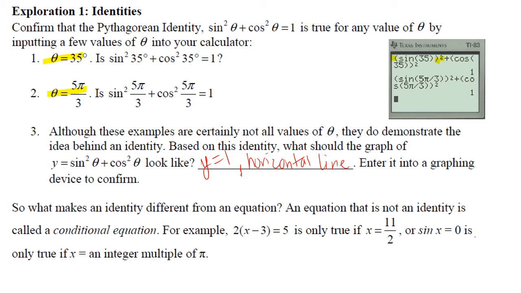Okay, so what is the difference between an identity and an equation? An equation that is not an identity is called a conditional equation, and that means it's only true for given values. For example, with the equation 2 times x minus 3 equals 5, this is only true at x equals 11 halves. Or if we had sine x equals 0, it's only true if x is an integer multiple of pi. So it just depends on whether it's true for all or true for some. If it's true for every single input, then it's an identity. If it's true for specific inputs, then it's a conditional equation, which is what we just call an equation.